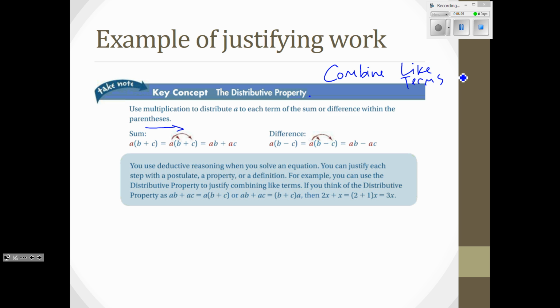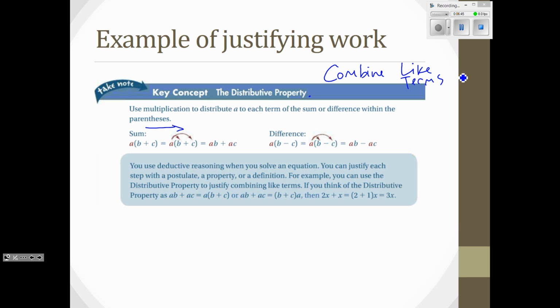So on your pink paper next to the distributive property, I would also put next to it combining like terms, or write instead of combining like terms, or something like that, if that's properties on there. I think it is. Okay. So instead of writing combining like terms, we will write the distributive property.